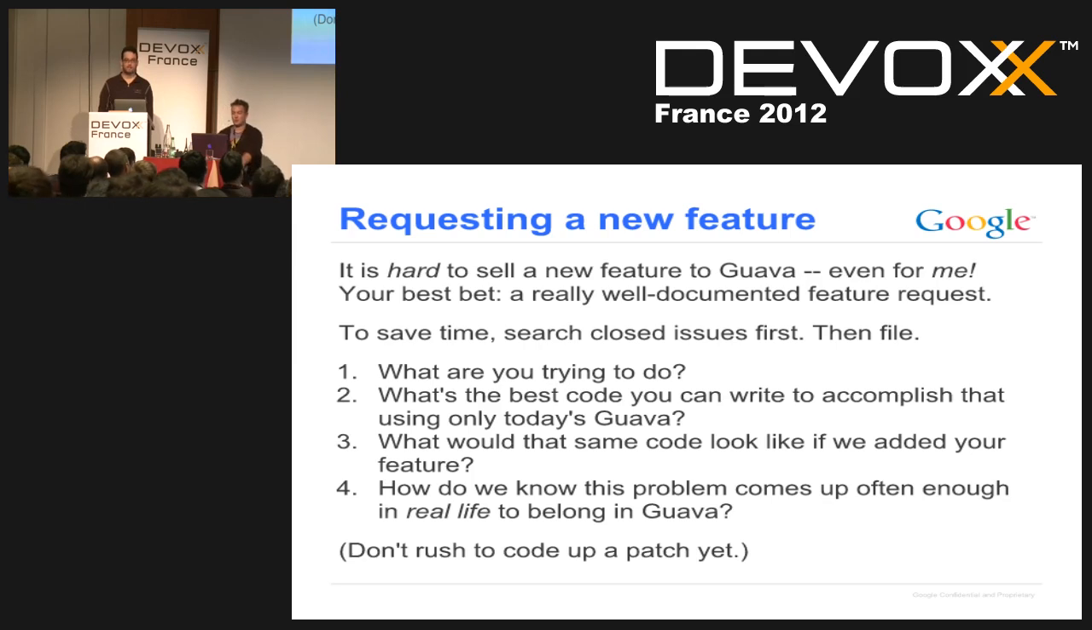What we really need to know is, what are you trying to do? What's the best way you can do it without your feature? And then what does that code look like with your feature? We want to evaluate all these features. Again, as I mentioned at the beginning of the talk, our goal is to make your code look good. So if we're going to consider adding a feature, we want to see what your code looks like without it and what your code looks like with it.